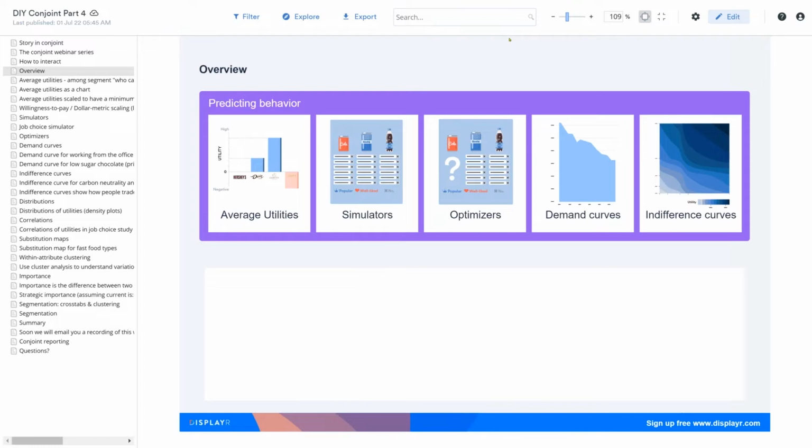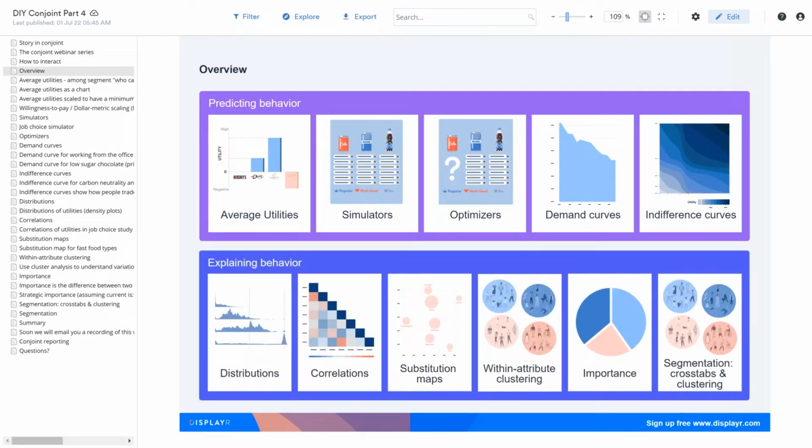The first half of finding the story is all about prediction. And the second bit is trying to explain those predictions or explain that behavior. And we use different techniques for each of these stages.